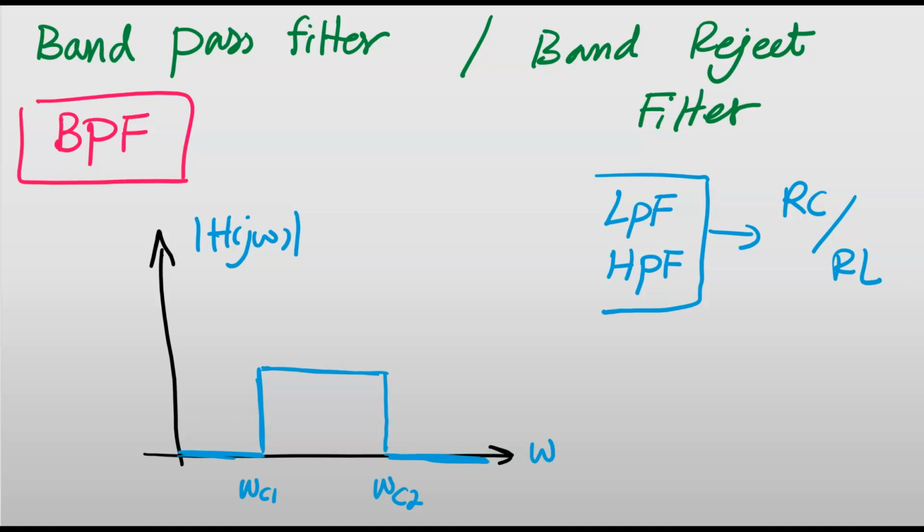So the band pass filter passes only a certain band of frequency and rejects all other frequencies. Now there are many ways that we can design this band pass filter, and one of them is using a series RLC circuit. So in order to have a band pass filter, we can use a series RLC circuit.